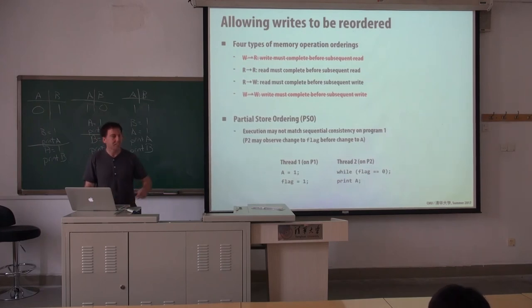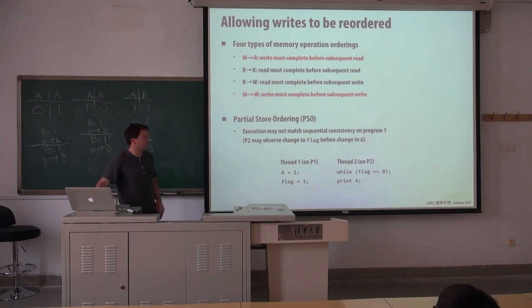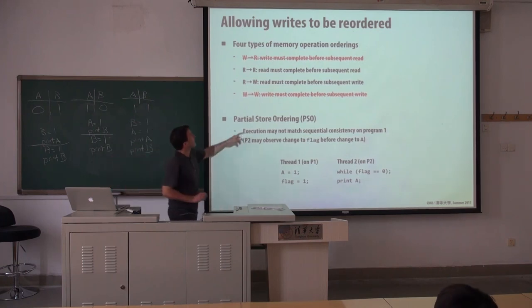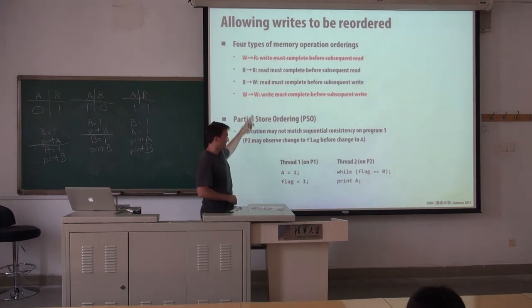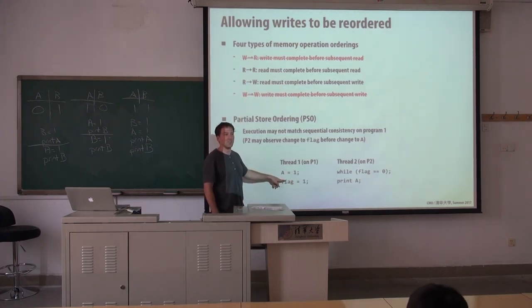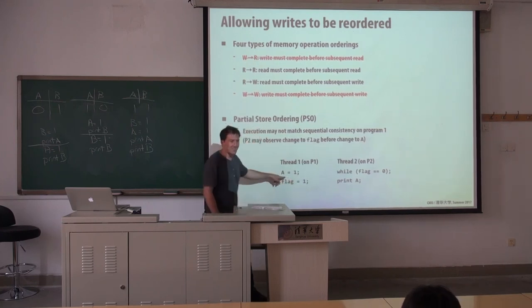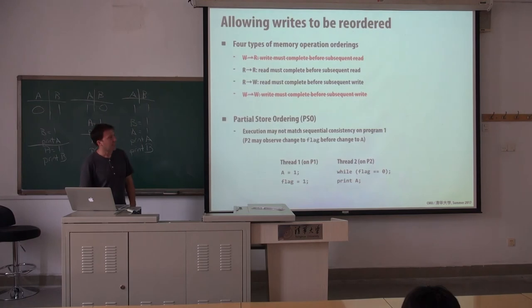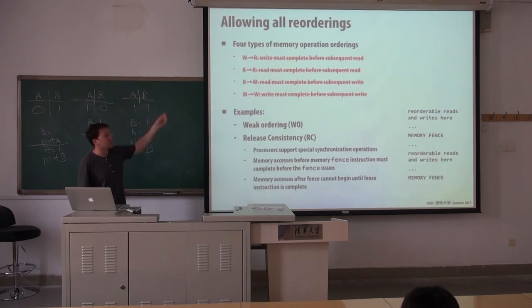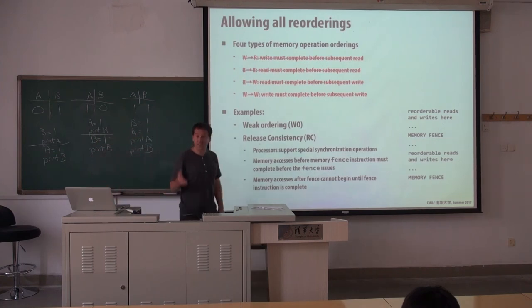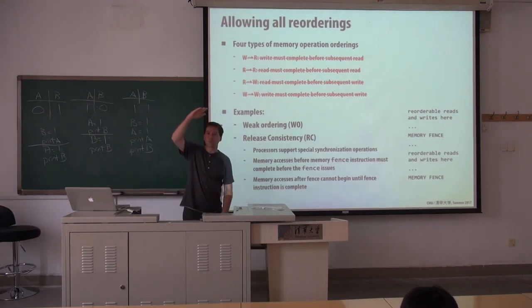So just to wrap up, other memory systems start relaxing even more of the order. If we actually got rid of write after write, then this code can even be broken, because the flag equals 1 might get to the other processor before A equals 1. And then this code is totally broken. And some processors even relax everything.